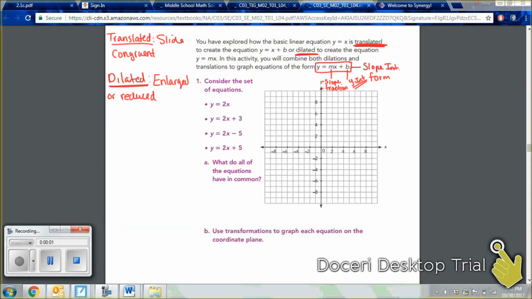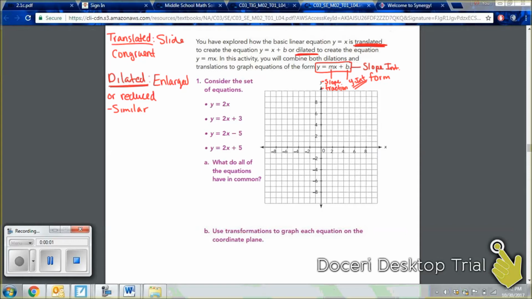Now remember, with a dilation, our figures or our lines are not congruent, but they change size, which makes them similar. Okay, so they change size, so they're similar. So now that we've looked at some previous knowledge that we've talked about, let's look at question 1 here.